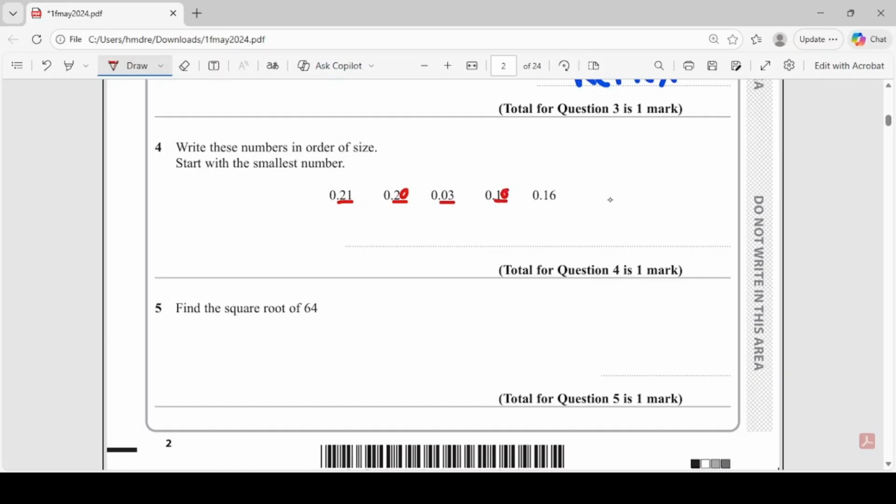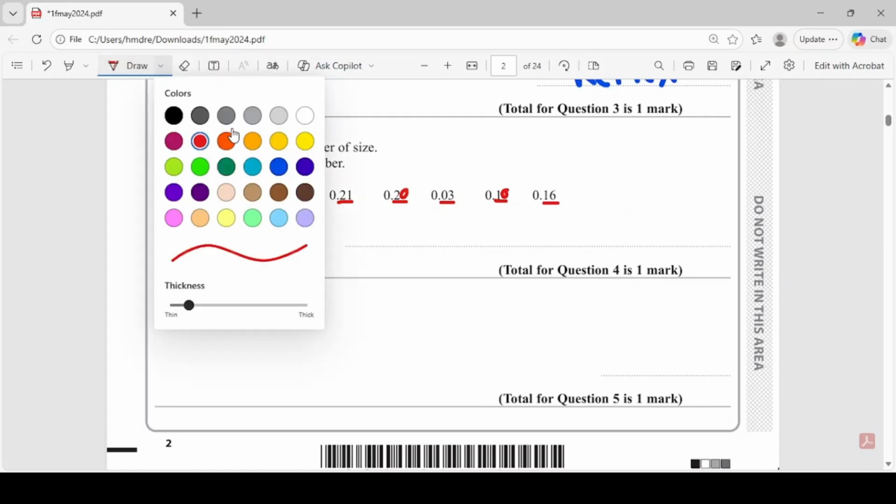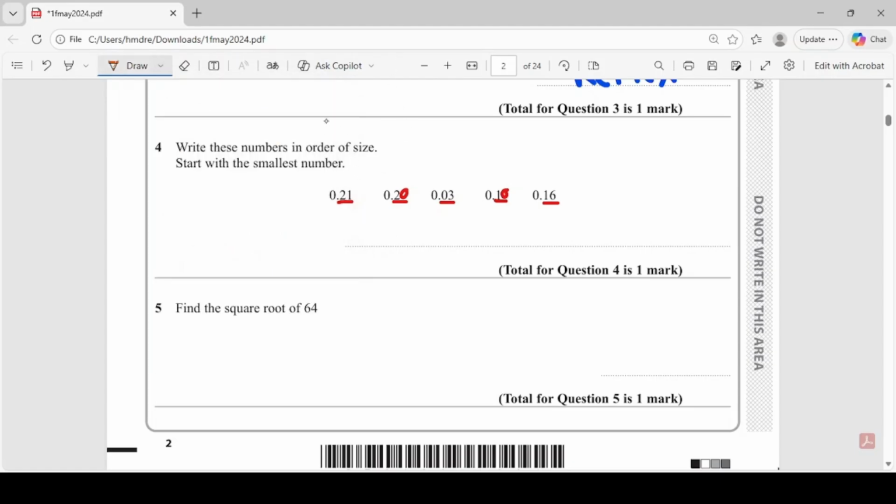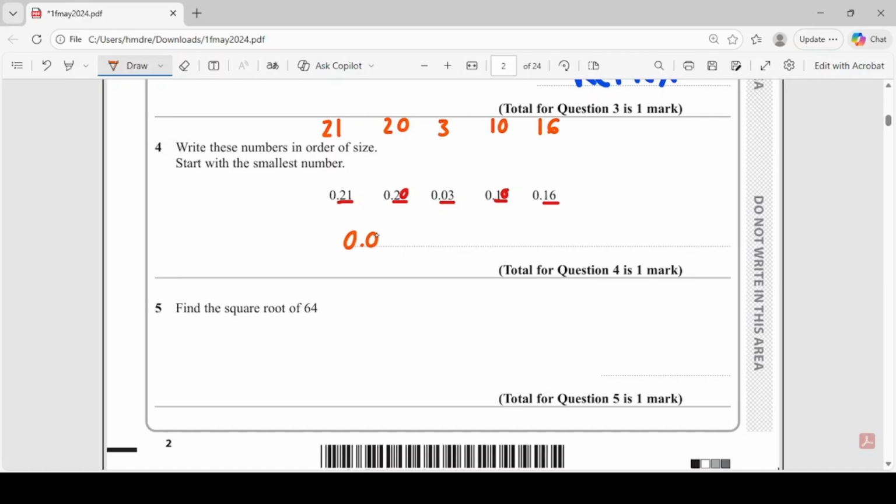So that's going to be 10 and 0.16. And then I'd basically just pretend I don't see the decimal place. That's what helps me to see these things. So I'm going to say we've got 21, 20, 3, 10, and 16. And then it's really easy then to order it from smallest to biggest. So obviously the smallest is this 3. So we're going to write 0.03.